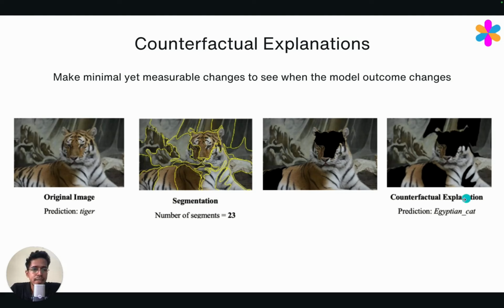Now we can see that when we make the values of these pixels black, the prediction outcome changes to Egyptian cat. What does that mean? It means these pixels are extremely important, whereas the other pixels are probably not as important. You can also probably come up with a vice versa argument. Maybe in some cases the pixels that are not black are more important and the other ones are less important. But these are called counterfactual explanations.